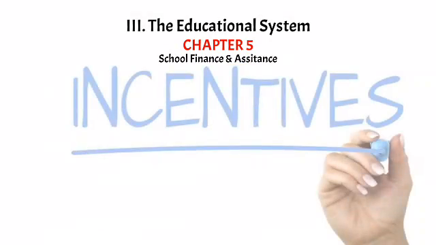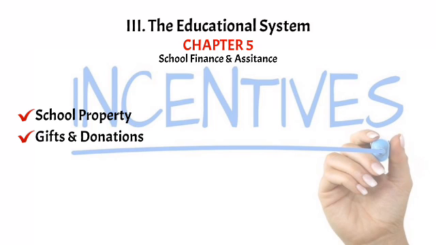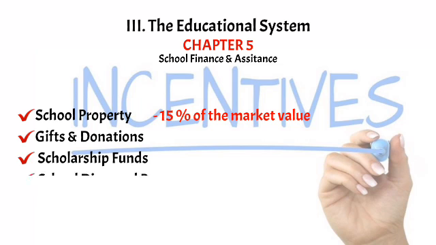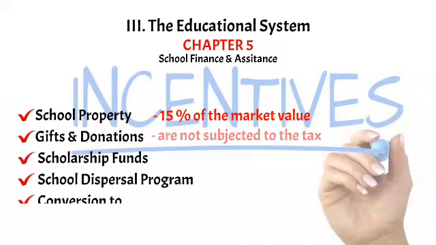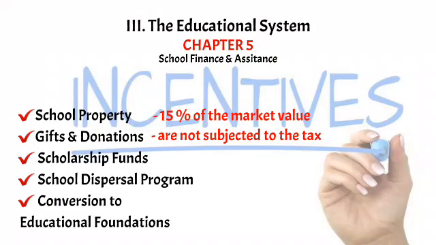And now, let's talk about the incentives to education. School property: all private school real properties for educational purposes are subjected to real property tax of 15% of the market value. Gifts and donations: all gifts and donations for private school are not subjected to tax. Scholarship funds: all profits from the investment of scholarship fund that was used to finance additional scholarship grants for deserving students are all tax-free.